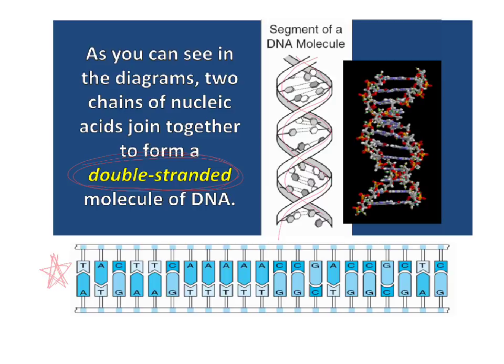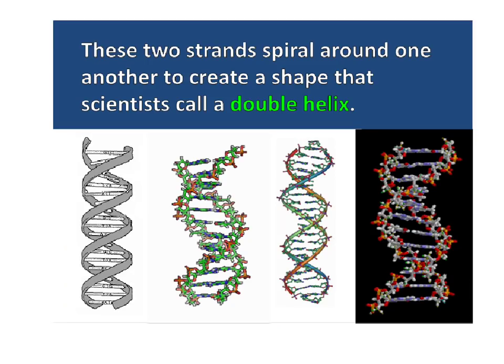Okay, this is strand number one, this is strand number two, and they fit together down the middle. These two strands spiral around one another to create a shape that we call a double helix. Double means two, helix means twist. So there are two twists in this molecule.